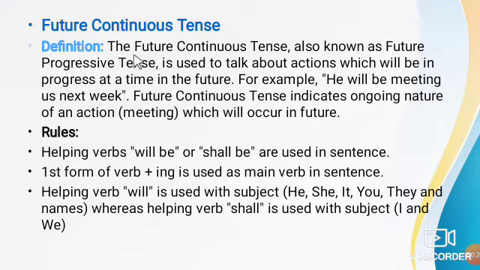First of all, we need to understand the definition of future continuous tense. The future continuous tense, also known as future progressive tense, is used to talk about an action which will be in progress at a time in the future.